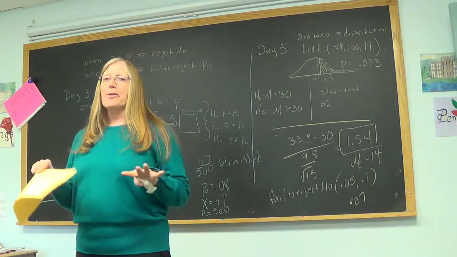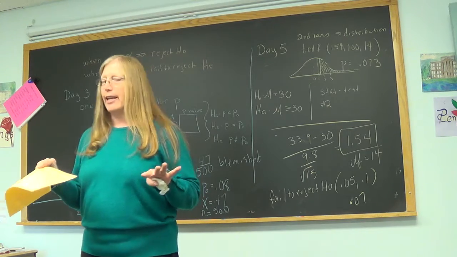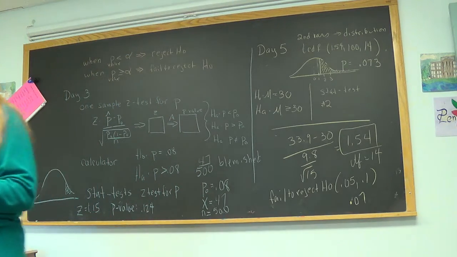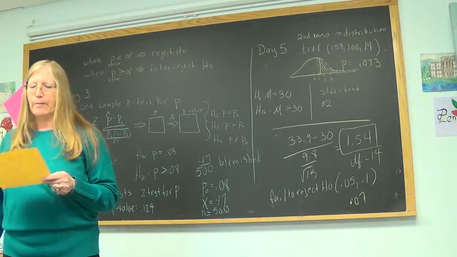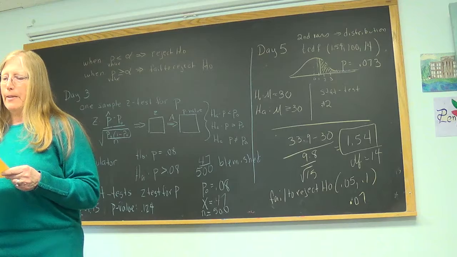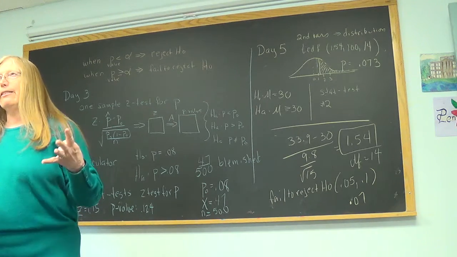All right, we need to be quiet because people don't even know where we are. Quiet until I say questions, and then you can chat about it. We're at the top on the back of day 5, where H sub O, the mean is 5, and H sub A, the mean is not 5. Alpha level is 0.05, N is 37.